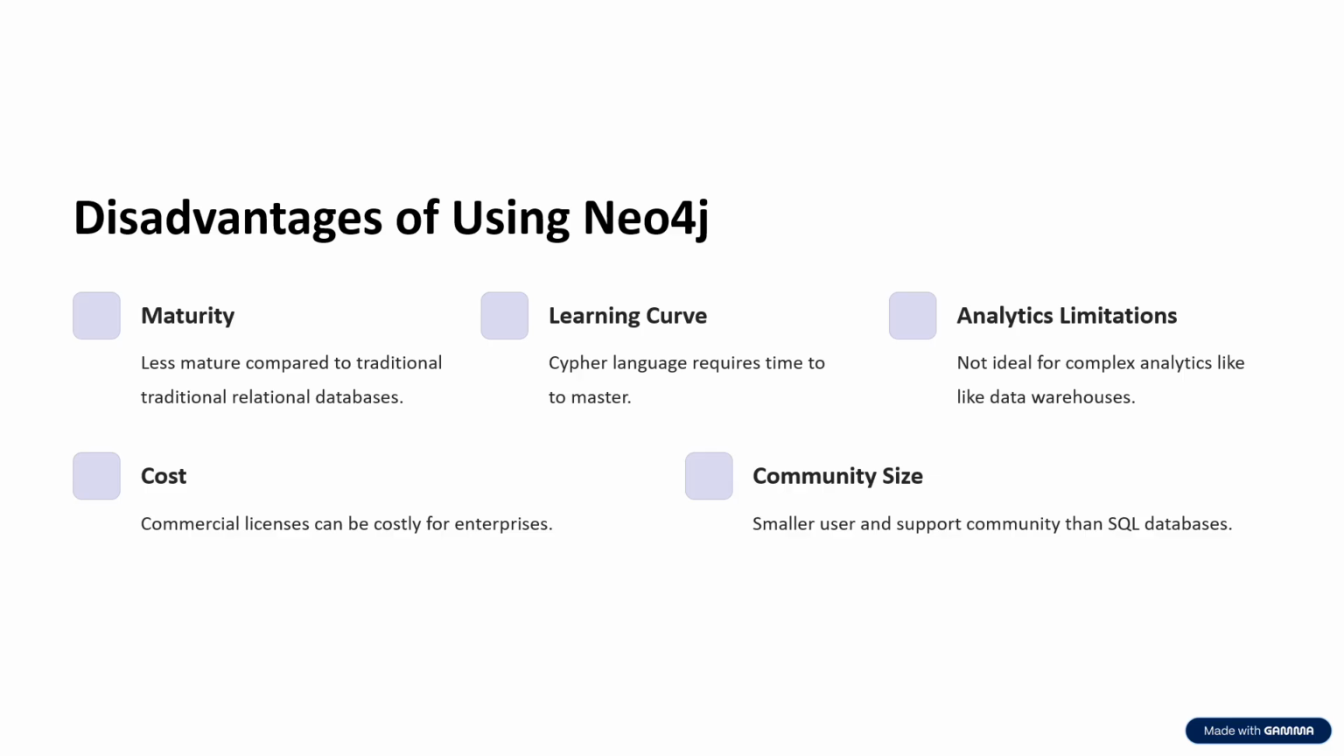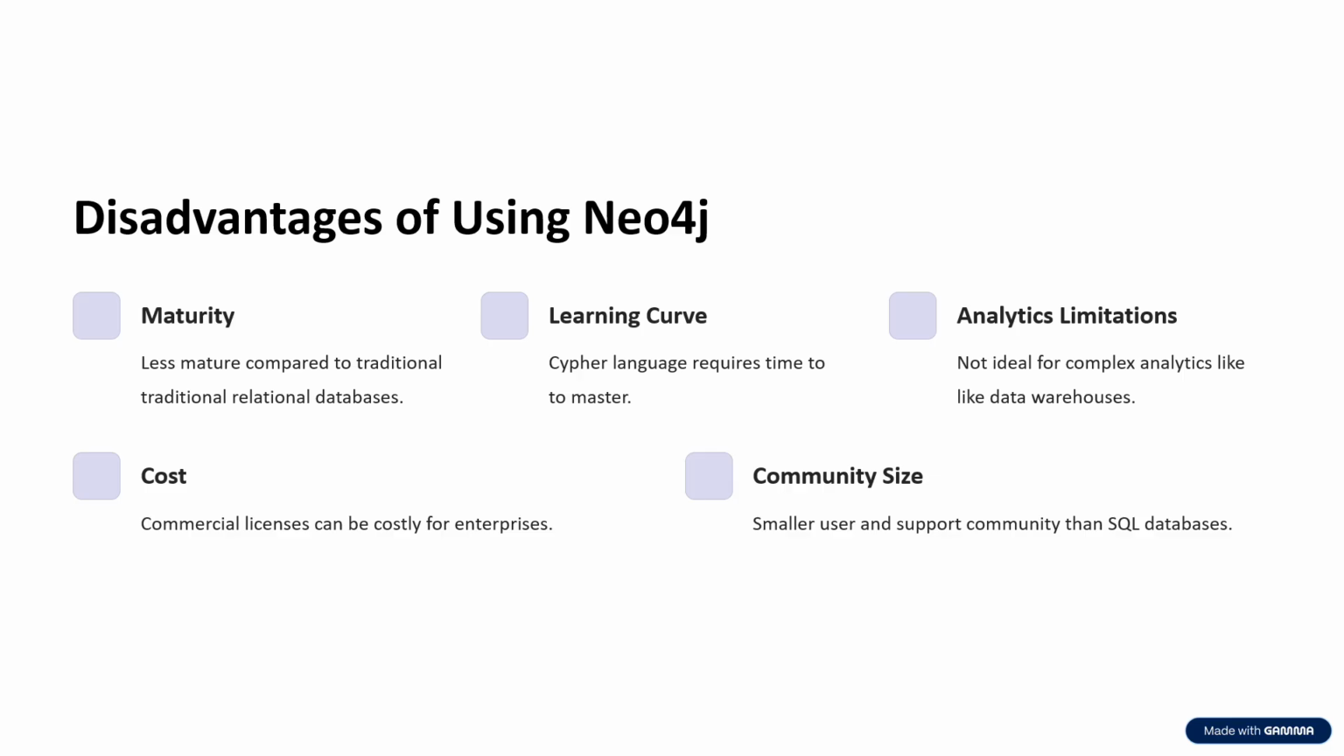In that, we need to learn a new query language called Cypher. It is easy once you get used to it, but takes some time to learn. Then the third disadvantage is the analytic limitations. Not ideal for complex analytics like data warehouses. It means Neo4j is not ideal for deep analytics or reporting like what's done in big data warehouses. It is better for relationship based searches.